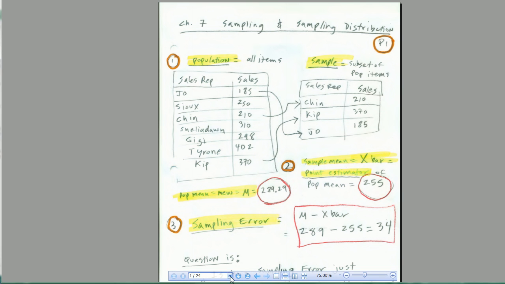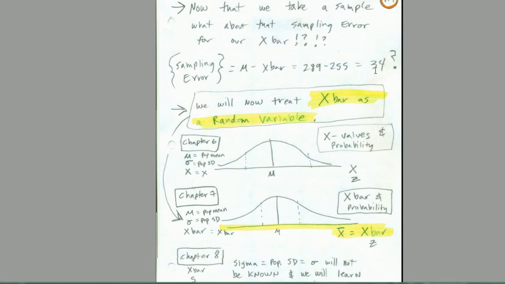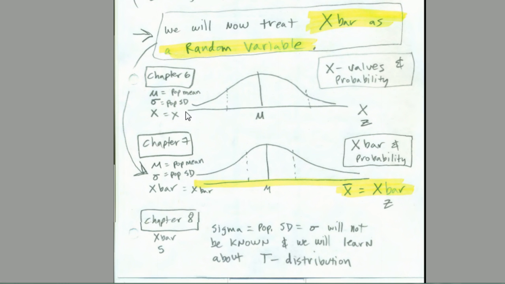Now, I'm going to go to page 9 in the PDFs. Here's page 9. In Chapter 6, we looked at our normal distribution, but we were always talking about x values and probabilities. Not only that, but we had the population mean and the population standard deviation, mu and sigma. And we were talking about x, right? But here's Chapter 7. We're going to treat the X bar as a random variable. That means we will plot all of the possible X bars from a given set of population data, and we're going to discover some profound things.